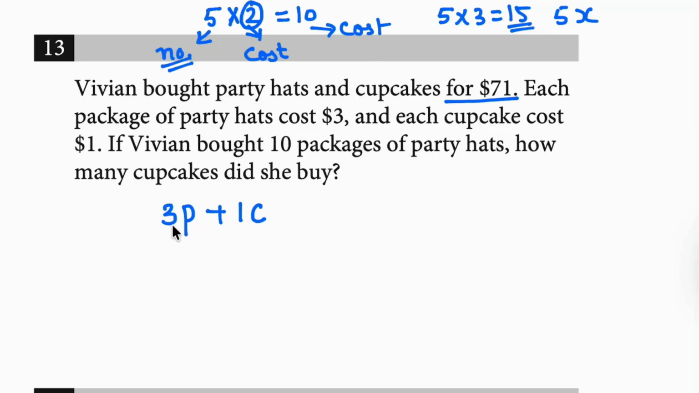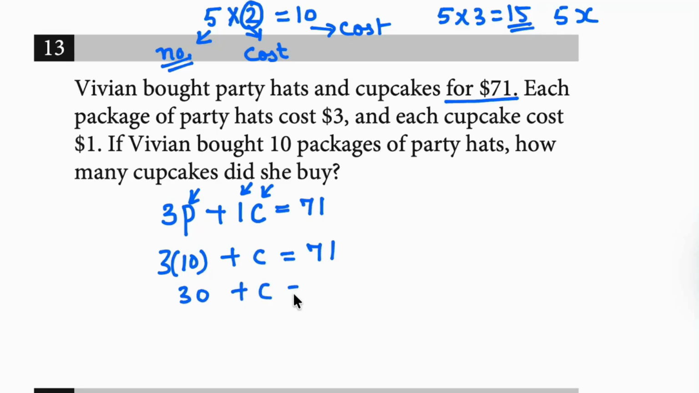So if one party hat is $3 and we don't know the number of party hats, let's say it's P, and $1 is the cost for cupcakes, and let's say C is the number of cupcakes, then total cost is $71. Okay, that much part is decoded. If Vivian bought 10 party hats, this is given to me. How many cupcakes did she buy? I don't know the C, so that is what needs to be calculated.